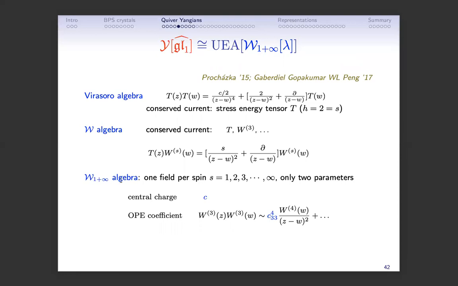So this W1+infinity is some particular W algebra with one generator per spin, from spin 1, 2, 3 all the way to infinity. Once the spectrum is fixed, the whole algebra relation is fixed. And there are only two parameters. One is the central charge. One is the first OPE coefficient between the spin 3 and the spin 4.